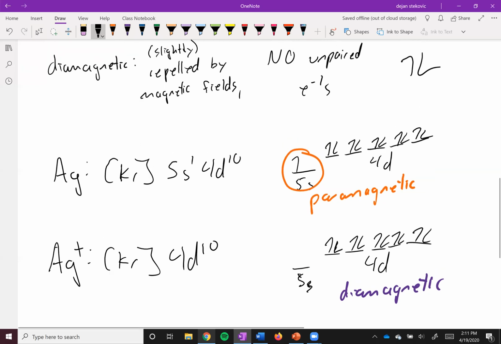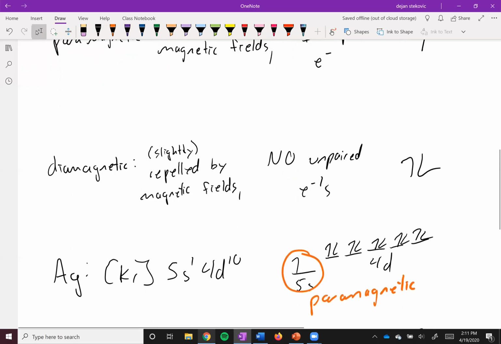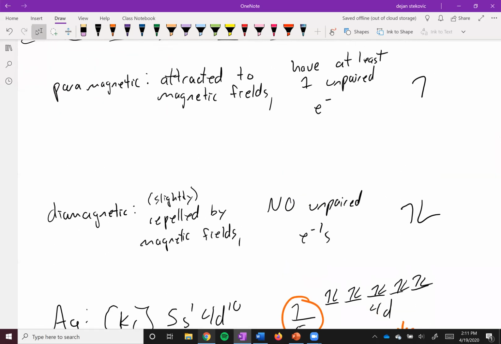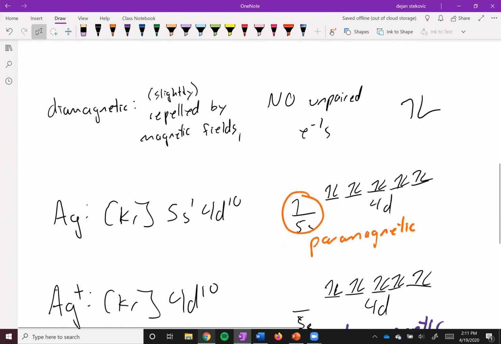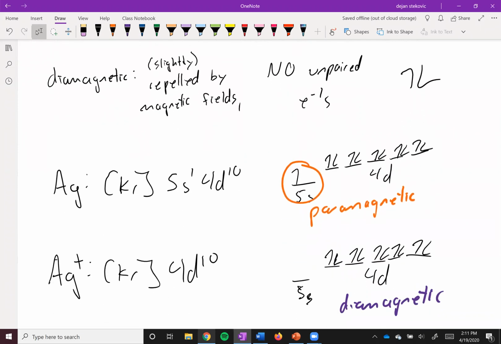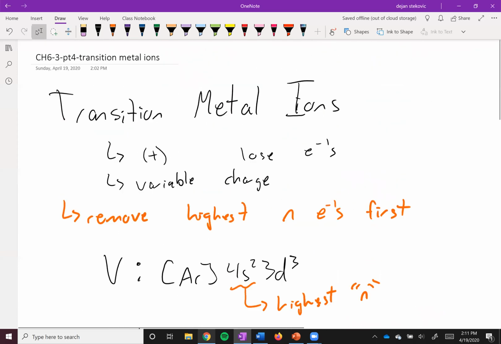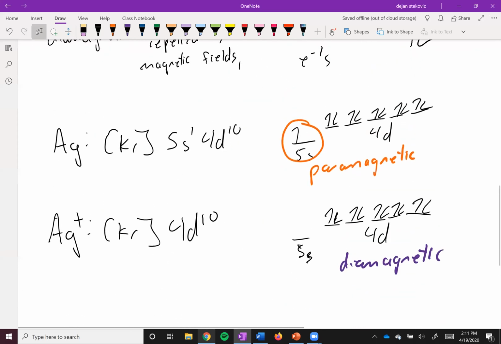So that's pretty much it. So know the difference between paramagnetic and diamagnetic, be able to identify when something's paramagnetic or diamagnetic, and then know that transition metals lose their s electrons first before they lose the d electrons. If you have higher charge metals, then after all the s electrons are gone, you'll start pulling away the d electrons.